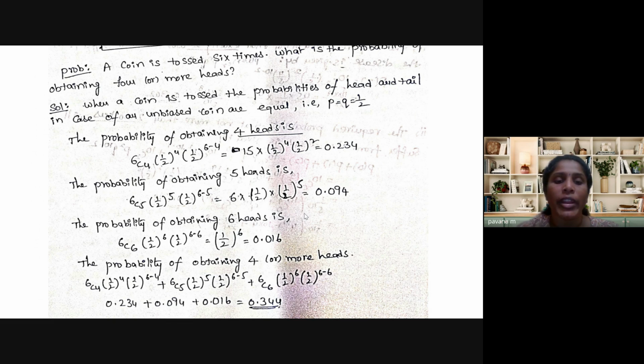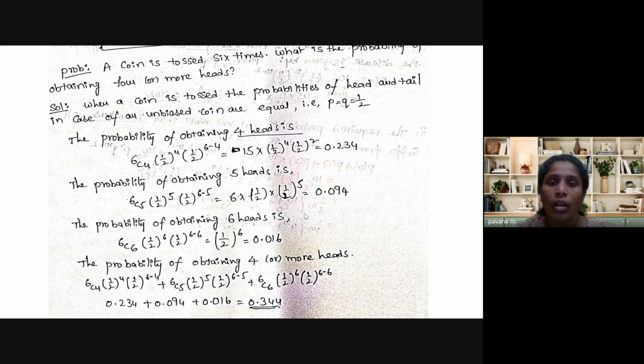When a coin is tossed, the probability of head or tail in case of an unbiased coin, P is equal to half and Q is equal to half. That means for an individual trial, if you toss a coin, the chance of head appearing is half, and the chance of failure of appearing head is half also, right? So P is equal to 1/2, Q is equal to 1/2. Now you have to apply these values on the above formula.